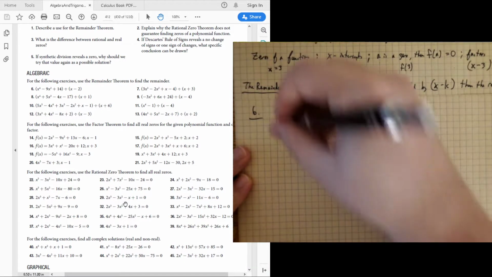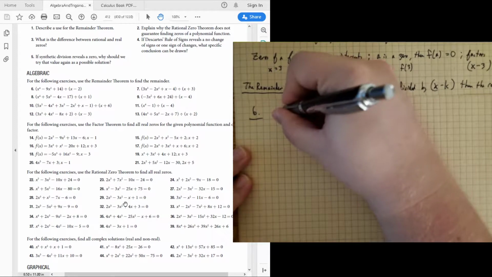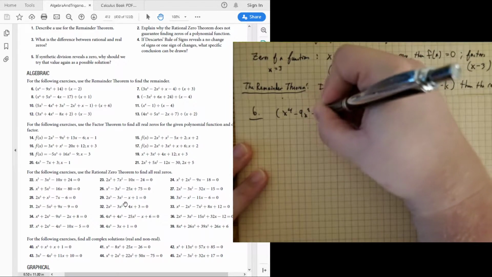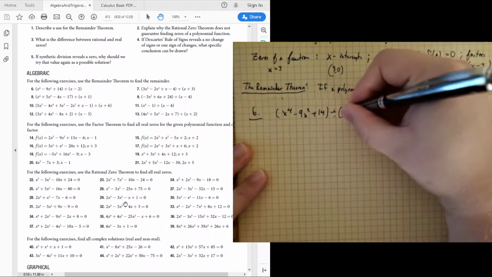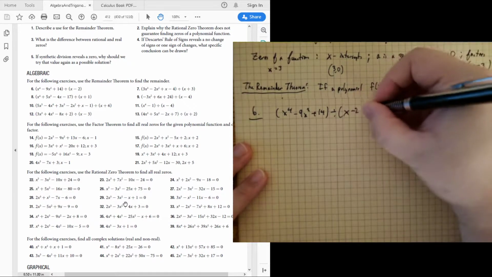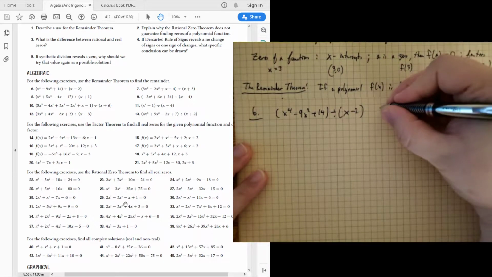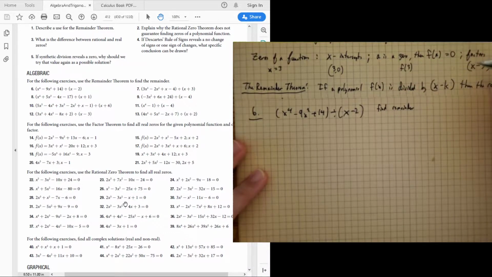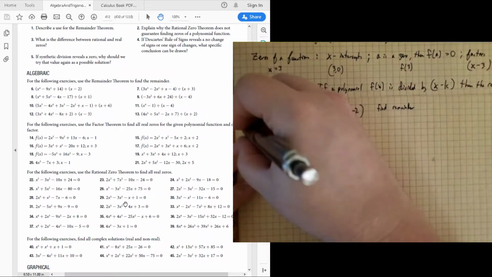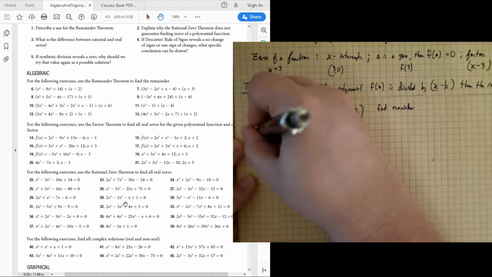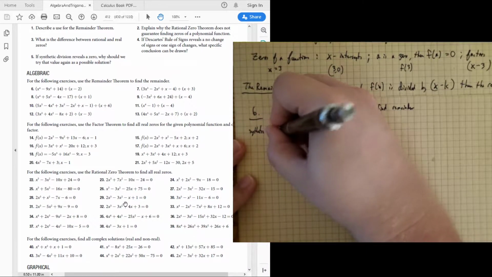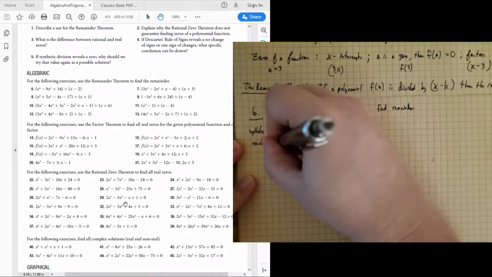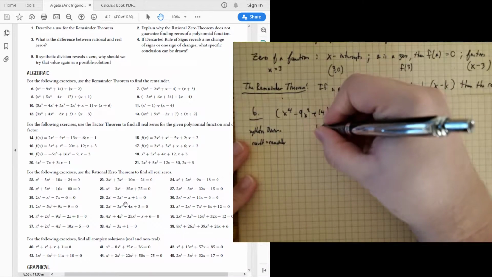Okay, number 6 states we have the function x to the 4th minus 9x squared plus 14 divided by x minus 2. And it states in the problem to find the remainder. Well, let's do that. I'm going to find the remainder by doing two things. According to our notes, we're going to use synthetic division first, and then the result is our remainder. Well, let's set up synthetic division.